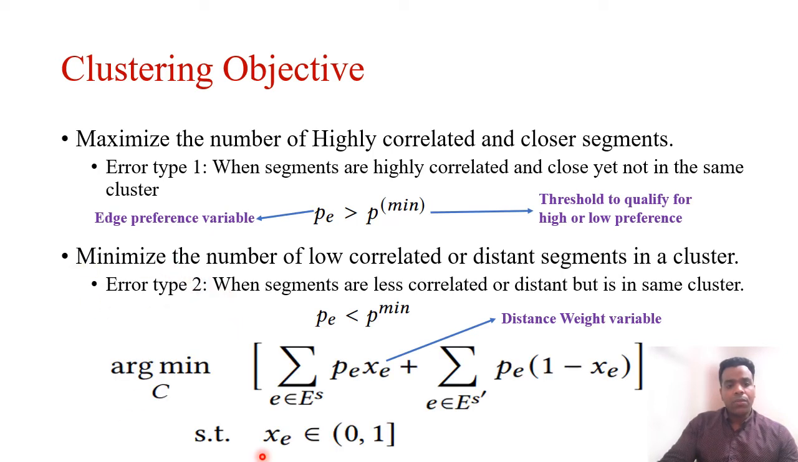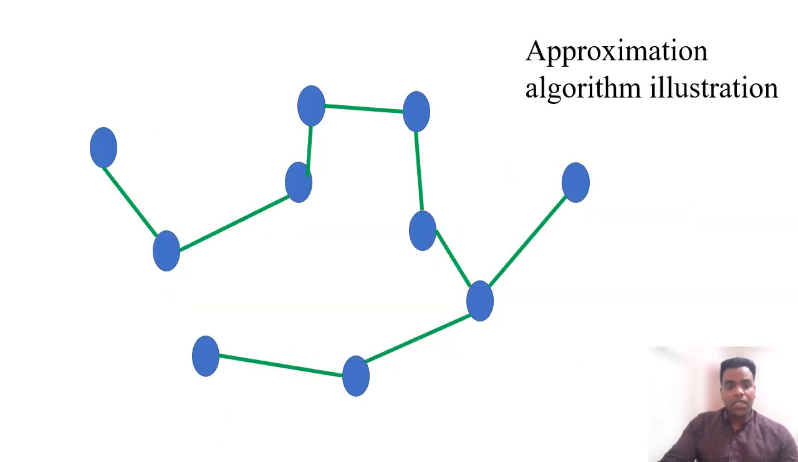In the clustering objective formulation, we are jointly optimizing these two types of error. And this objective optimization formulation is an NP-hard problem. We cannot solve it directly, so we rely on approximation. And this is our approximation.